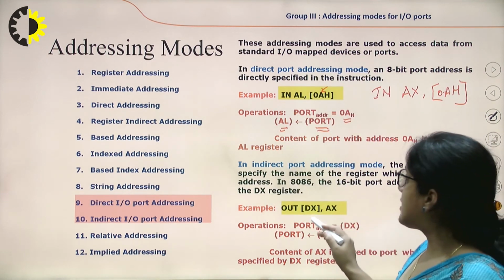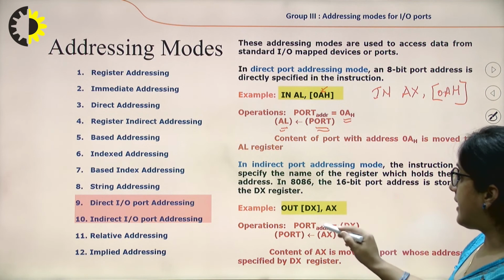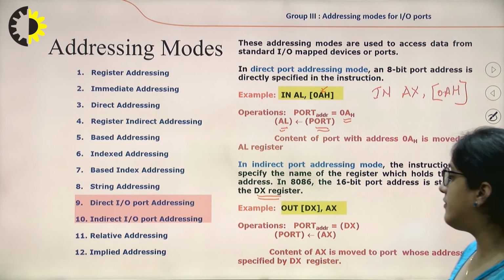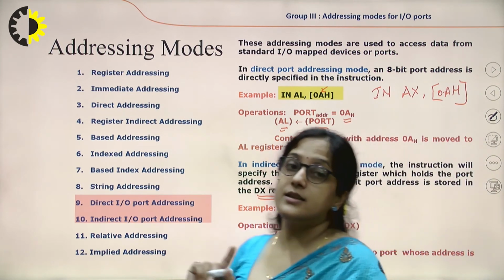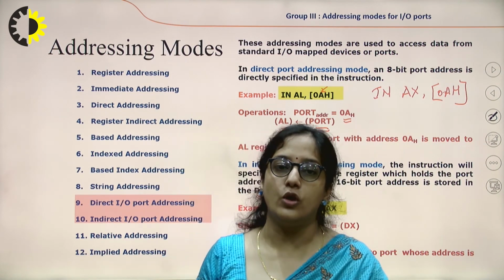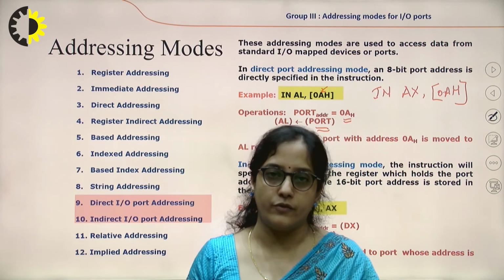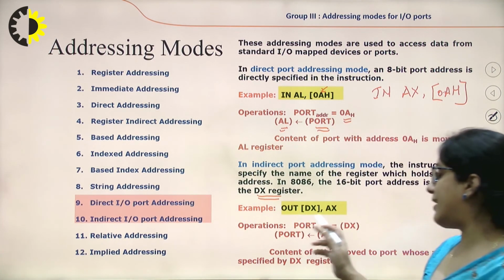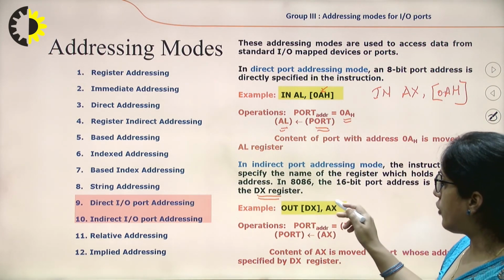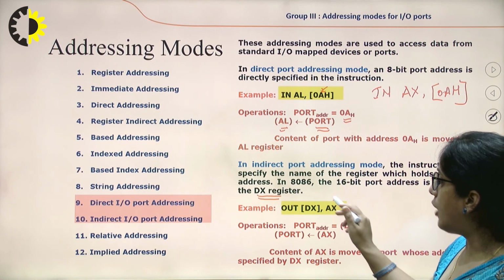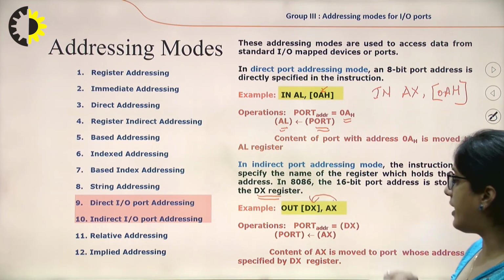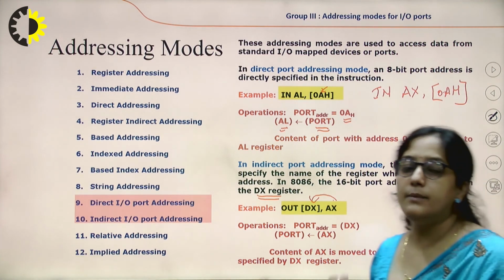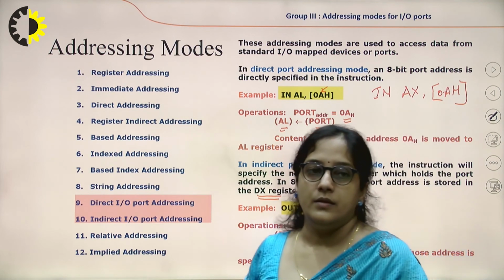In case of indirect addressing, the DX register comes into the picture, and the DX register is used to hold the address of the particular port where we have to either read or transfer the data. In this example we are transferring data, so the content of AX goes out to the location specified in DX. The content of DX is considered as the port address.